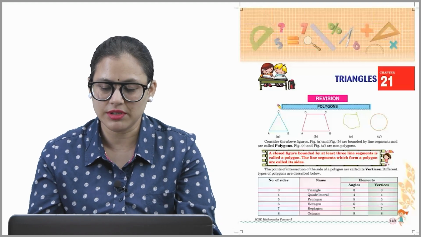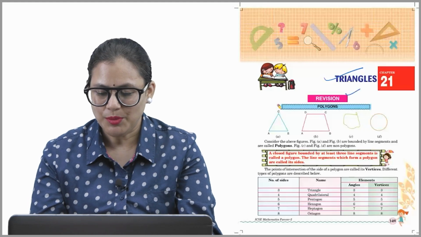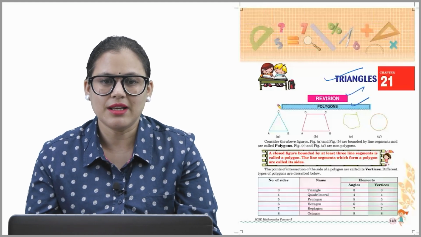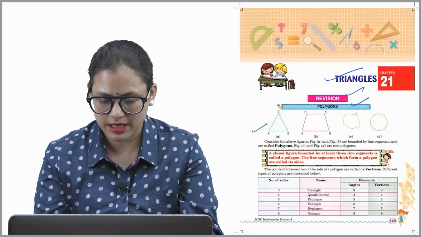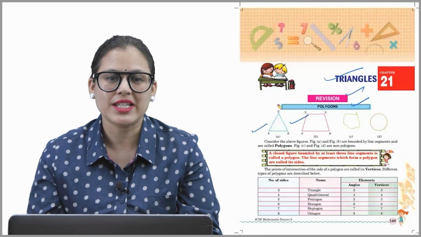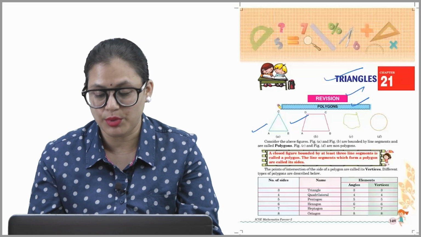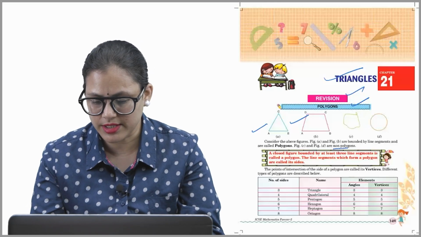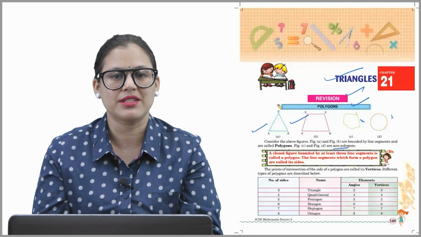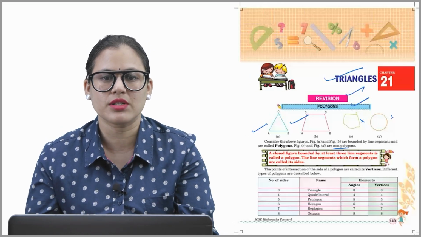Let's start today's chapter, triangles. But first, let's do revision. Polygons. Consider the above figures. Figure A and B are bounded by line segments, as you can see in the picture, right? And are called polygons. Figure C and D are non-polygons because these two figures are not bounded by line segments, right? So, a closed figure bounded by at least 3 line segments is called a polygon.